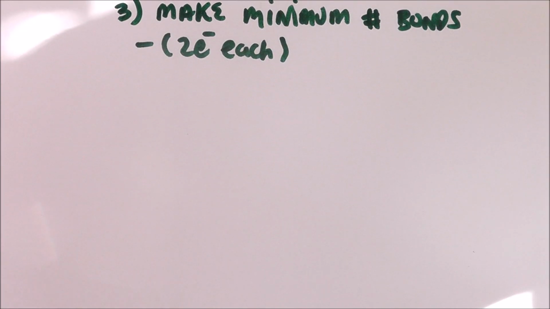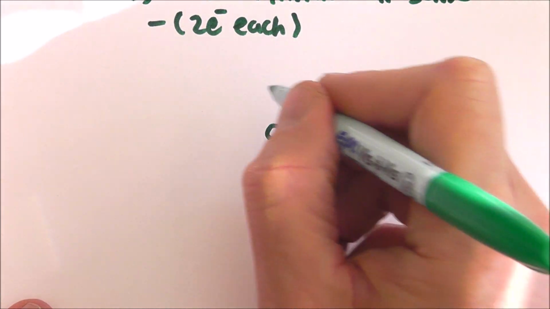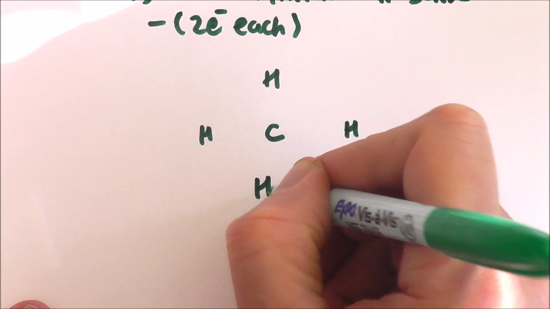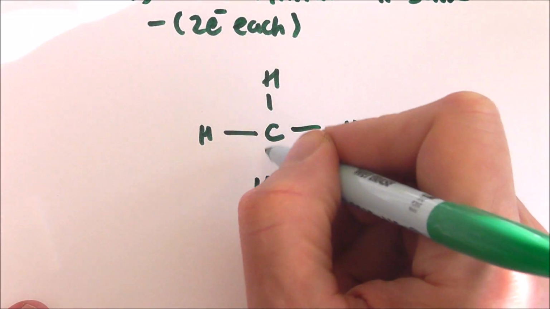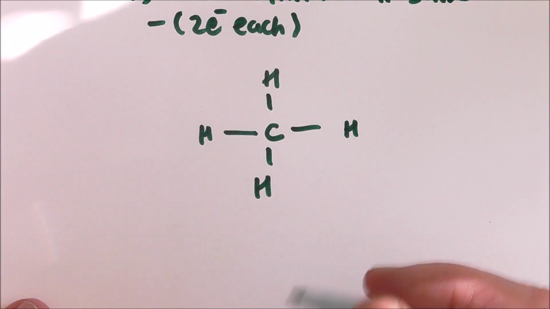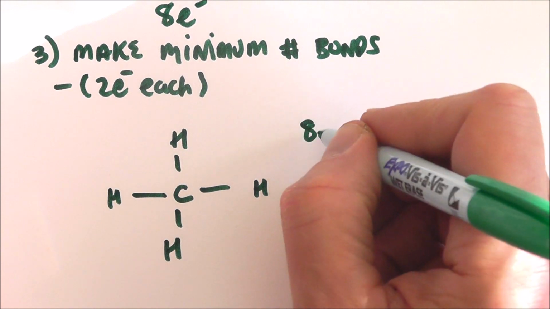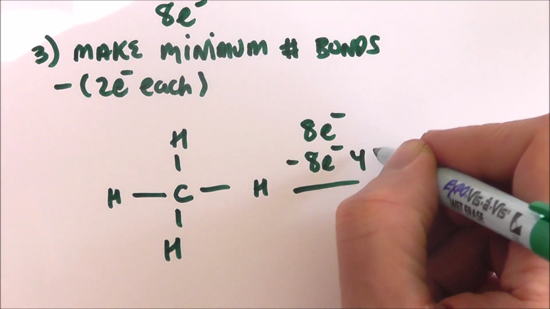Okay, I'm back. Thanks, allergies. So what we're going to do is we're going to put carbon in the middle, hydrogens on the outside, and we're going to go ahead and make 4 bonds. So back to our total here. That's going to be 8 valence electrons minus 8 valence electrons for making the 4 bonds.